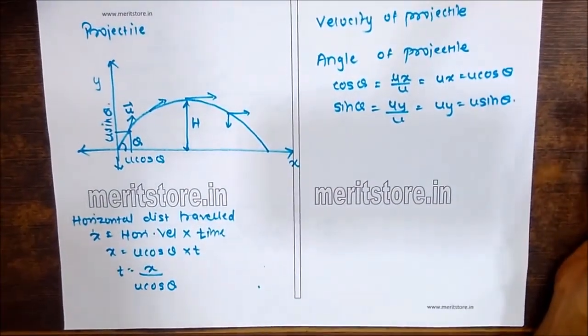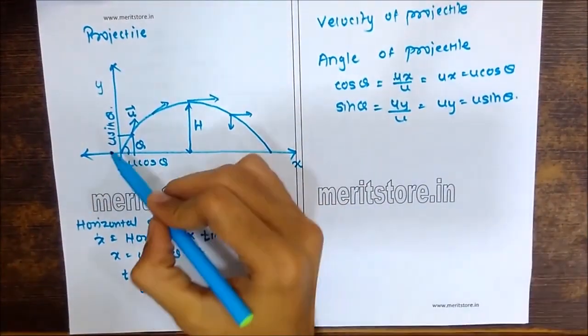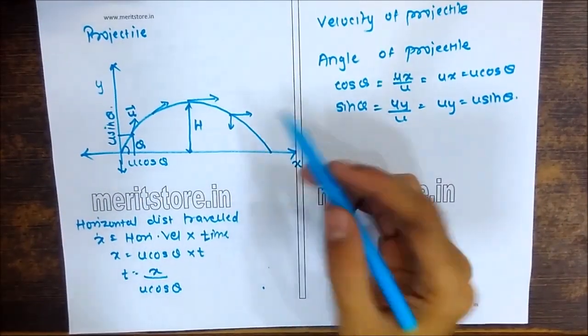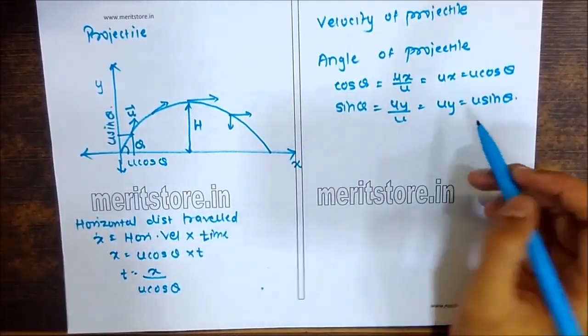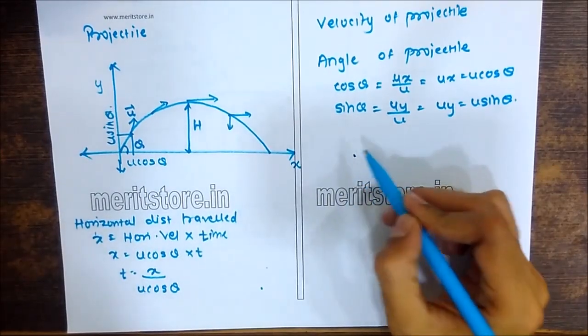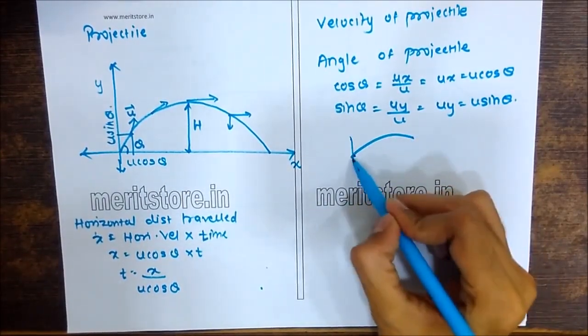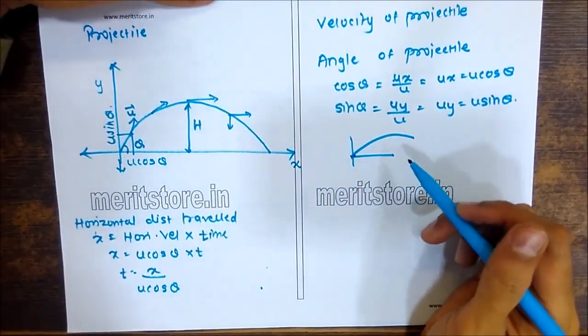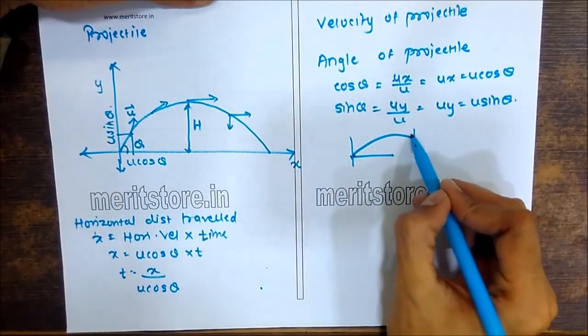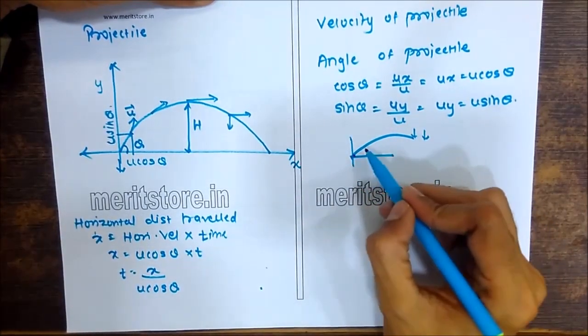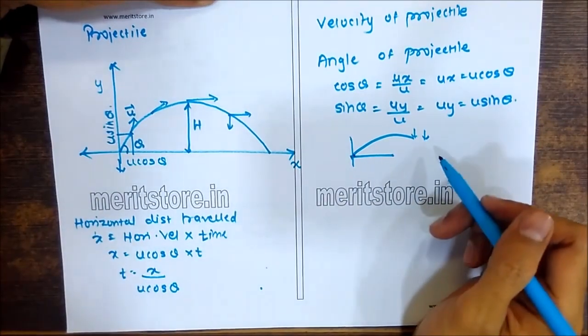Moving on to the projectile motion. Firstly, what is a projectile? A projectile is when an object is thrown in air with an initial velocity, it makes an angle with the horizontal, and it moves freely under the action of gravity. Okay, so the path that it traces is called the projectile.